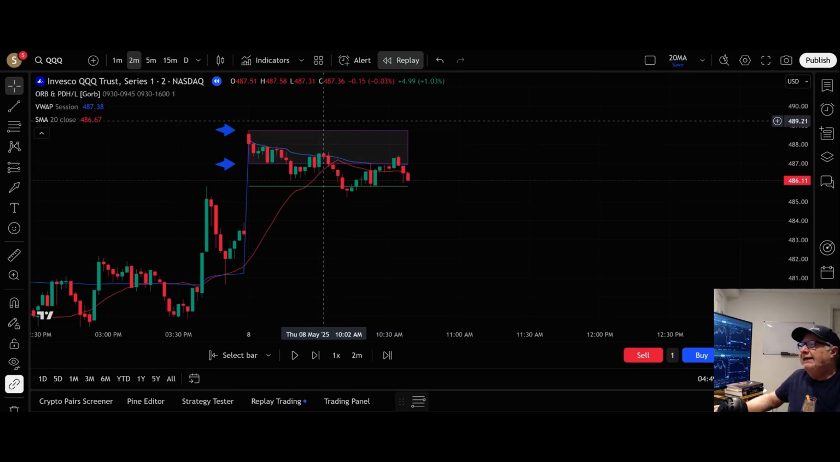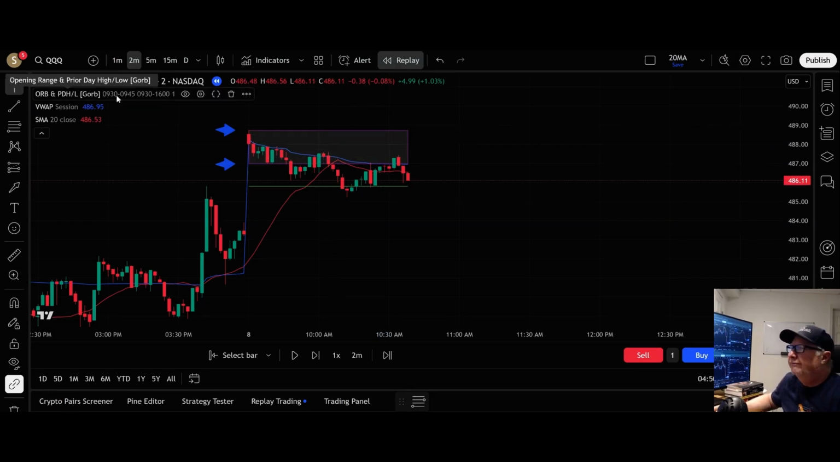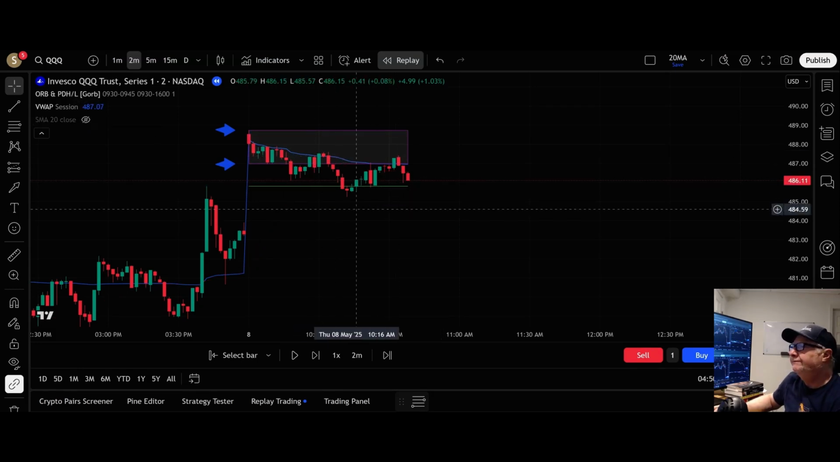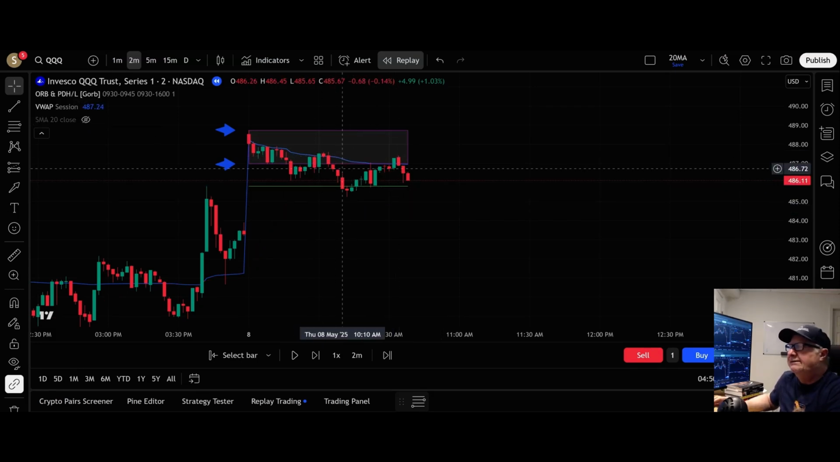Again, I just wanted to show you an easy way to set it up by inserting this ORB prior day high-low indicator into your chart. And again, like I said, you can use VWAP for confirmation. And you can use this on any stock, obviously, not just the Qs.